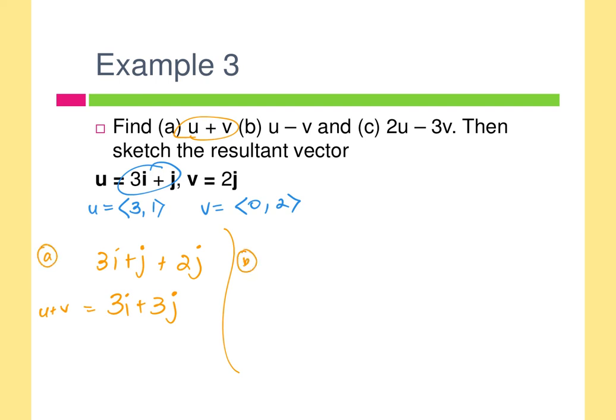B would be u minus v. So I do u minus v. If there were 2 terms in v, both would get the negative. There's only one. So 3i plus j minus 2j. And then combine your like terms. 3i minus j.